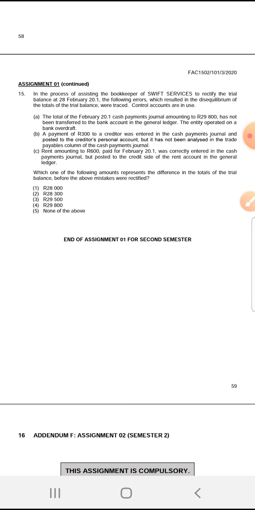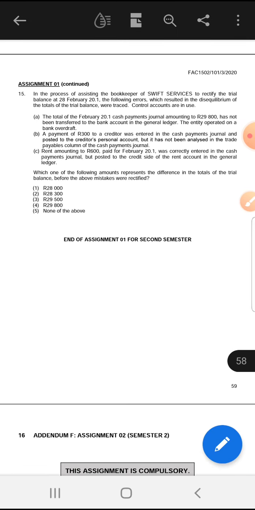Which one of the following amounts represents the difference in the total of the trial balance? A total of the February cash payment journal amounted to 29,800. Payment of 300 to a creditor was entered in the cash payment journal and posted to the creditor's personal account. It has not been analyzed in the trade payables. Rent amount 2,600 paid for February was correctly entered.